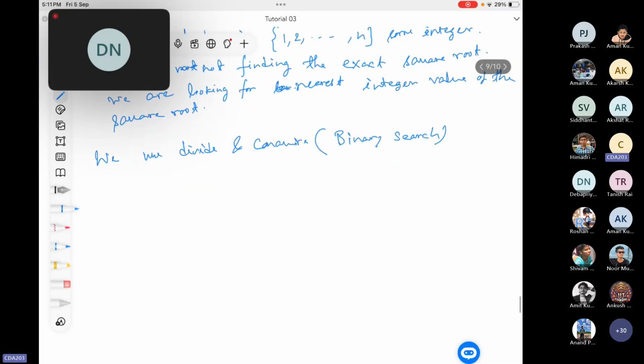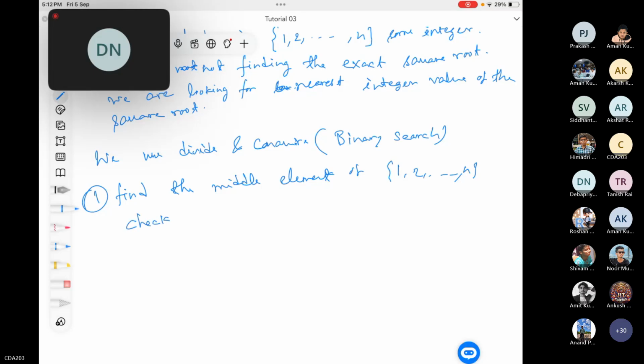So how this binary search occurs is that you find the middle element of this 1 to n. So we can think of this as a sorted array. We can find the middle element and we check if mid square is less than or equal to n or not.